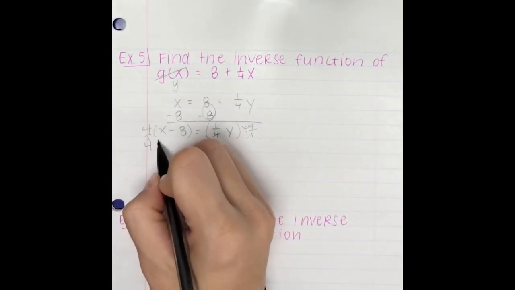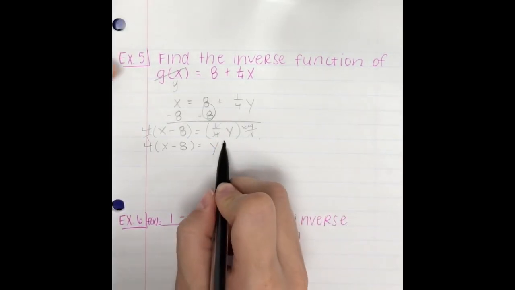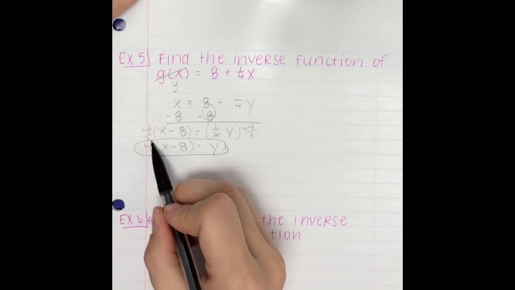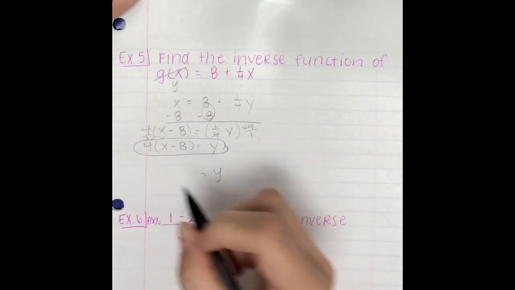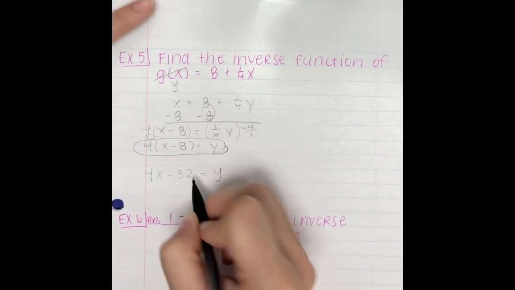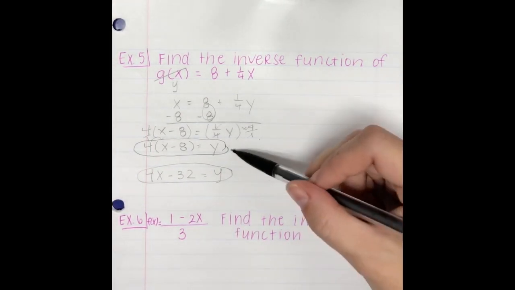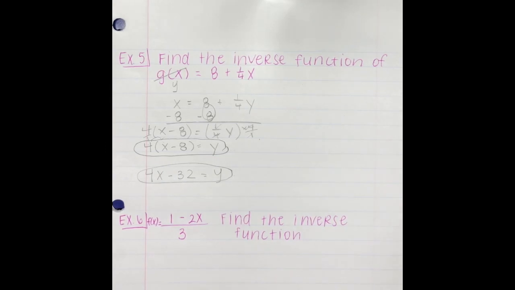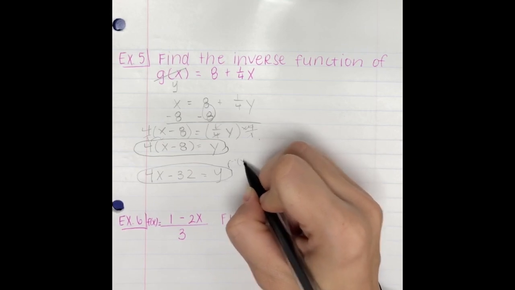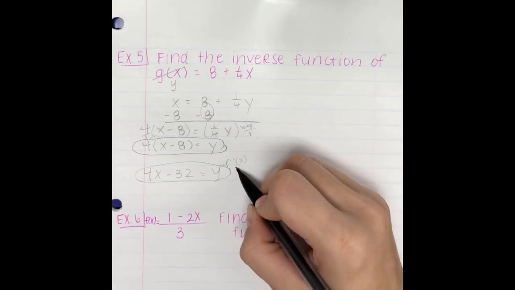equals, you can leave this as a 4 times x minus 8, that's perfectly fine. This is one way you could see your answers written. Another way you could do it is to actually distribute that 4. So we would have y equals 4 times x is 4x, and 4 times a negative 8 would be a negative 32. This is also another way you could see it written. Either one of these ways is perfectly fine, or once again, if you replaced y with an f to the negative 1 of x, that's perfectly fine too. They mean the same thing. This just shows that it's the inverse function, right?